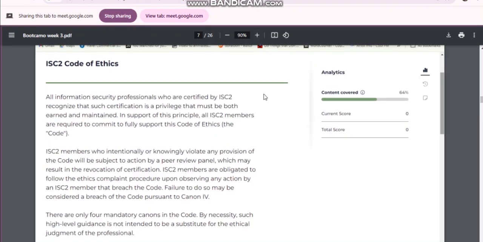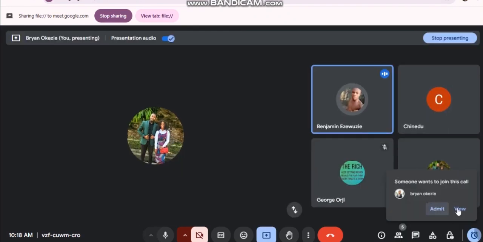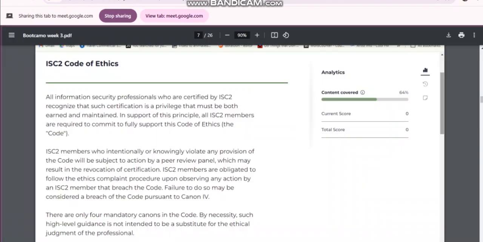ISC2 members who intentionally or knowingly violate any provision of the code will be subject to action by the peer review panel, which may result in the revocation of certification. ISC2 members are obligated to follow the ethics complaint procedure upon observing any action by an ISC2 member that breaches the code. Failure to do so may be considered a breach of code pursuant to canon four of the code.